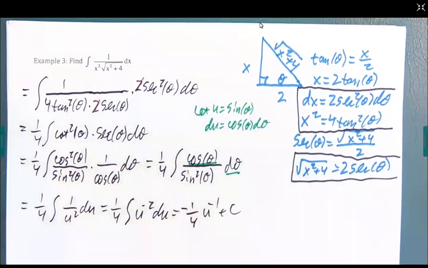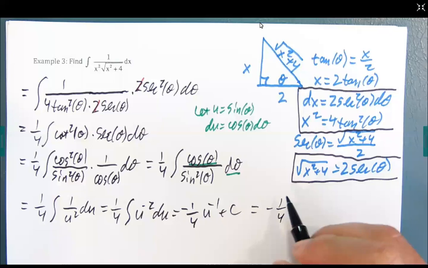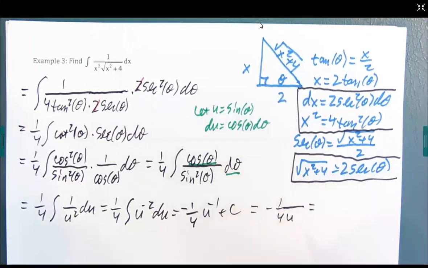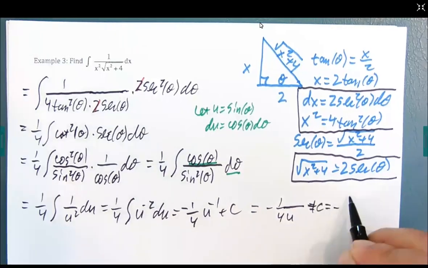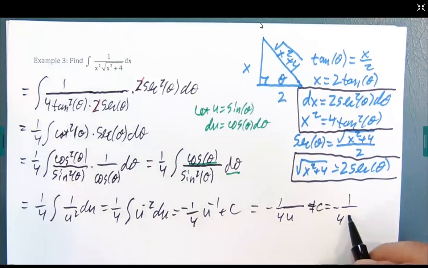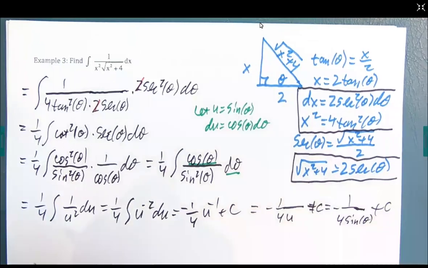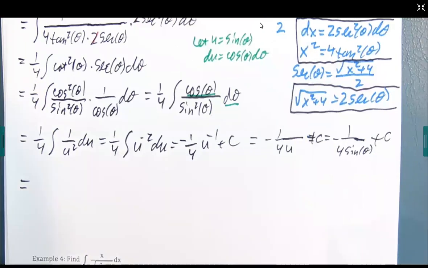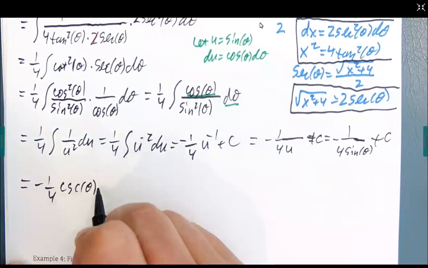And now we begin our journey back. So this becomes negative 1/4, 1 over 4u, I should say, where u is sine plus c, negative 1 over 4 sine of theta plus c. And let's make that -1/4 cosecant theta plus c.